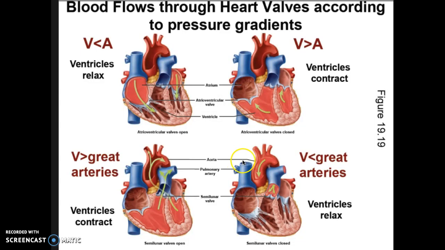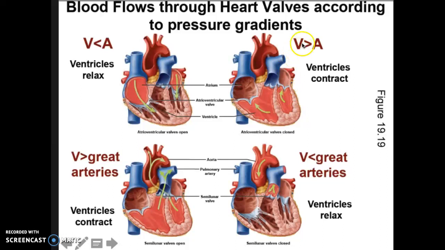Blood flows through the heart valves according to pressure gradients. When the ventricular pressure is less than the atrial pressure, blood flows from the atria into the ventricles. So blood flows from an area of high pressure to an area of low pressure. High pressure to low pressure. So again, when the ventricular pressure is less than the atrial pressure, the ventricles will relax and blood will flow into the ventricles.